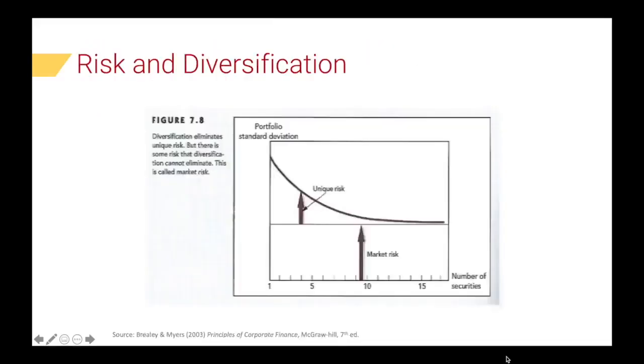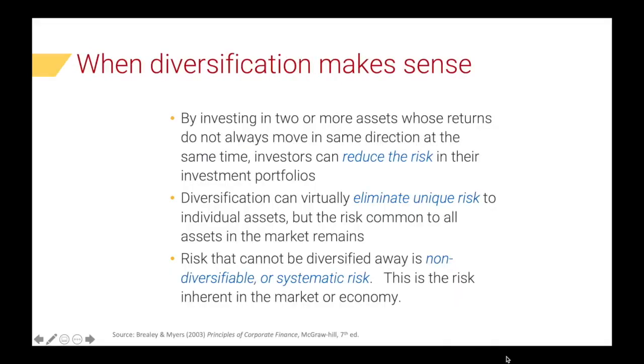Risk and diversification. Diversification eliminates unique risk, but there is some risk that diversification cannot eliminate. This is called market risk. By investing in two or more assets whose returns do not always move in the same direction at the same time, investors can reduce the risk in their investment portfolios. Diversification can virtually eliminate unique risk to individual assets, but the risk common to all assets in the market remains.